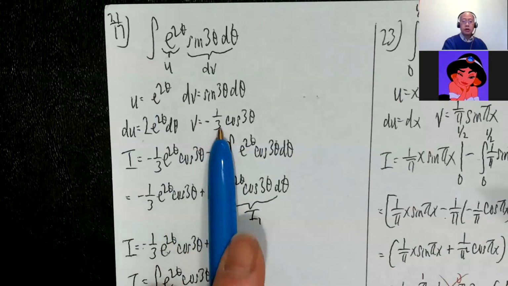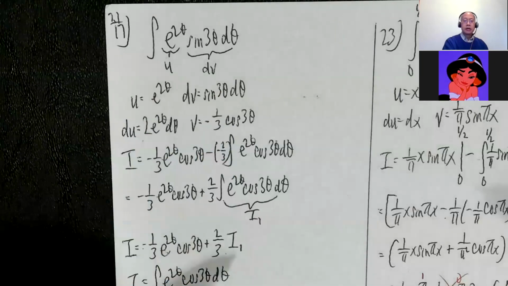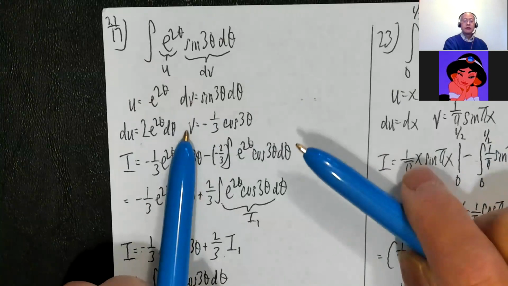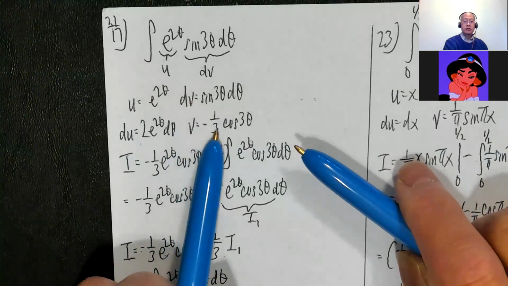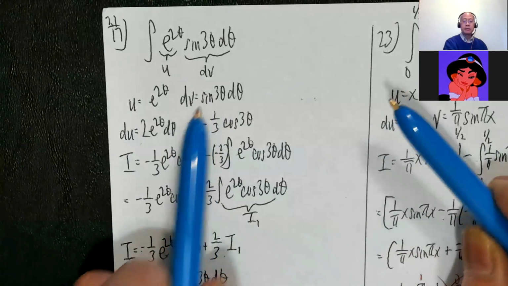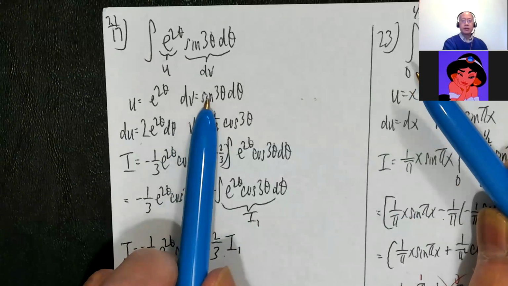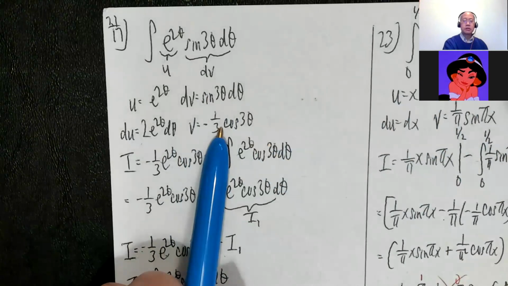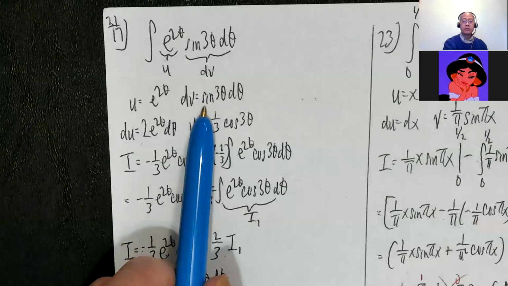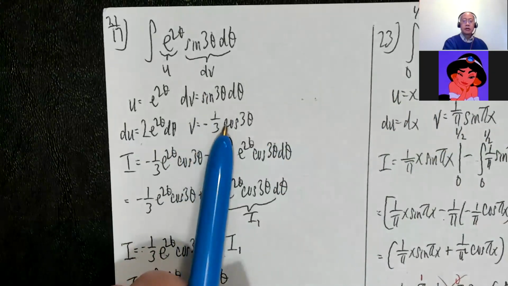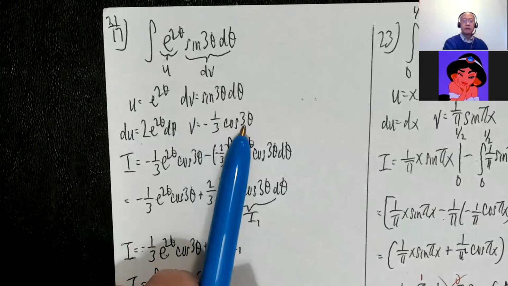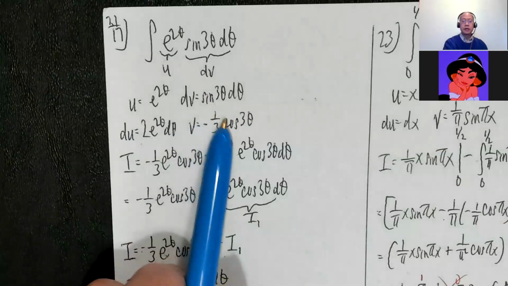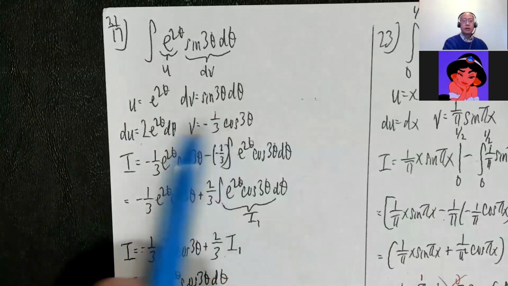And double check, if you go backwards and differentiate: if you start off with v equals negative 1/3 cosine 3 theta, then dv would be sine of 3 theta d theta, because the derivative of negative cosine is positive sine, right? So you have positive sine 3 theta, and then by the chain rule times the derivative of 3 theta, which is 3. And that 3 knocks out that 1/3. So it does work. Okay.